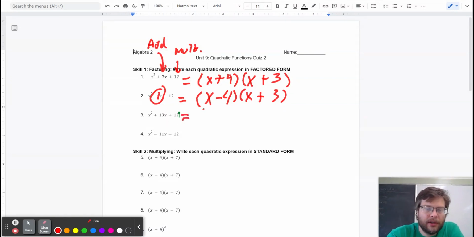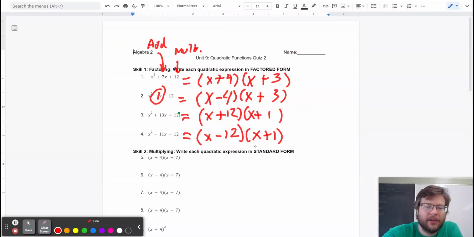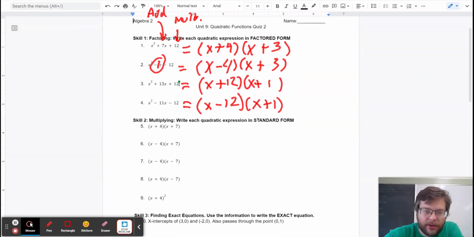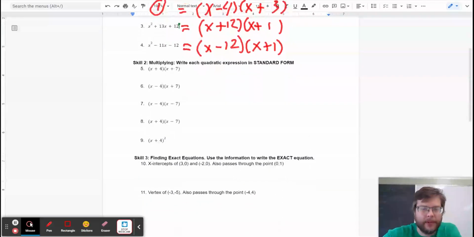Problem number 3, also multiplying to make 12, but this time my two numbers need to add to make 13. So the only way that I can add to make 13 is if I go 12 plus 1. Okay. Very similar on the last one. They need to add to make negative 11, and so I'll just do x minus 12 and x plus 1 because those add to make negative 11 and they multiply to make negative 12. Again, you can draw the area model if that's where you're at with that, or you can just try to think about the numbers that work.